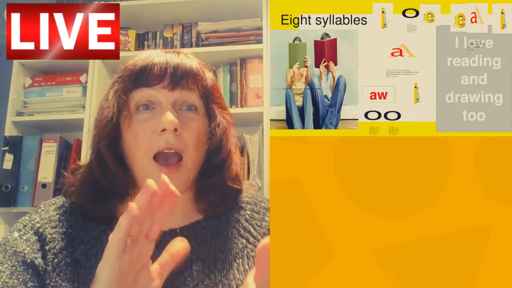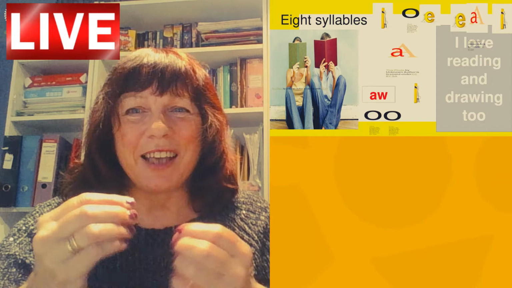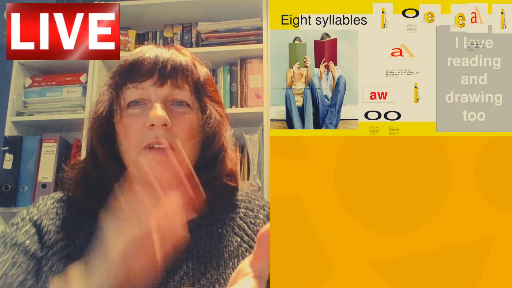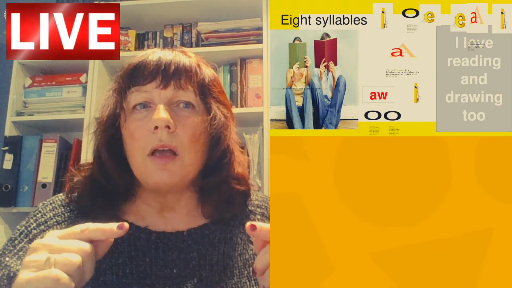So let's work that one out by clapping the beat. I love reading and drawing too. And you could try to just get faster and faster. Sometimes I find it a little difficult to get faster because I sometimes forget that syllable. So let's have a go. I love reading and drawing too. And be very careful, because you might be like me and sometimes add a little tap in when you're going very quickly. So 8 syllables.